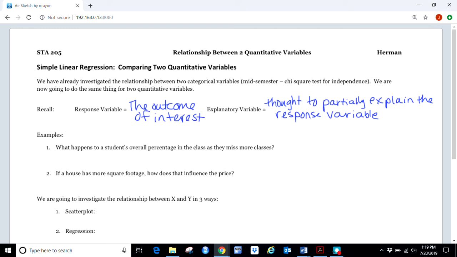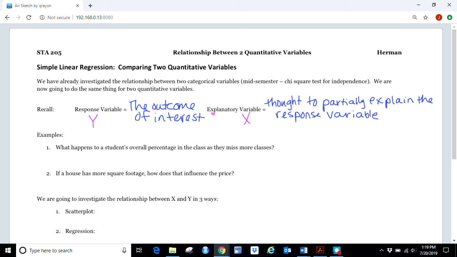And in order to know how to graph things and how to explain things, we need to figure out which one of these is the y variable and which one is the x variable. So the outcome of interest, this response variable, is going to be our y, and the explanatory variable that has that x in it is going to be the x variable. So we're going to see how x impacts y.